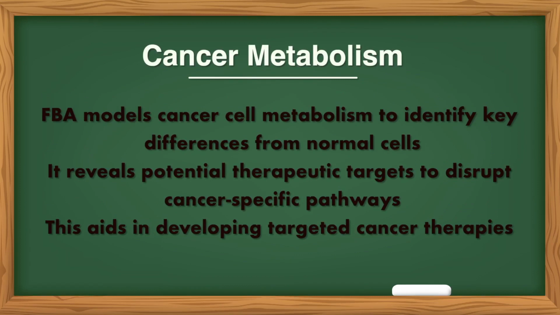Now, case study 3 is cancer metabolism. The objective would be understanding the metabolic alterations in cancer cells. How does FBA help here? FBA models this cancer metabolism to identify the key differences from normal cells. It also reveals the potential therapeutic targets to disrupt the cancer specific pathways. This aids in developing a targeted cancer therapy.